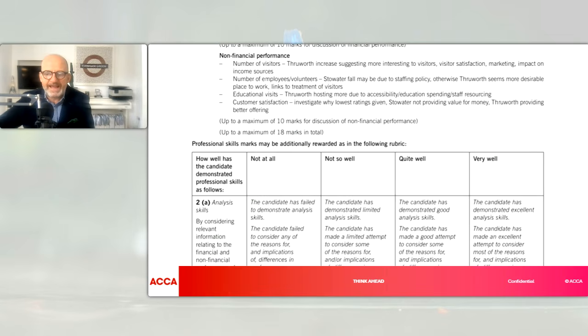We've got that again for 2A. So, where you could get marks for, and when you are self-marking, this is often quite useful. Yep. So make sure you do that.